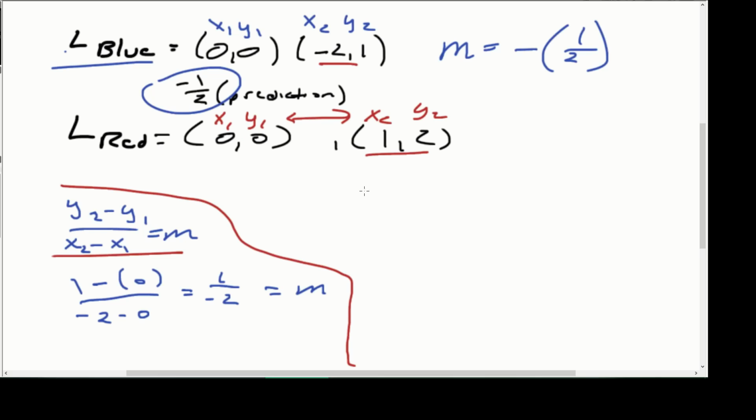So I'm going to do y2 minus y1 over x2 minus x1. This is going to give me 2 over 1, which is going to give me 2, so my slope is 2. Now, the definition of perpendicular lines, let's put it in purple.